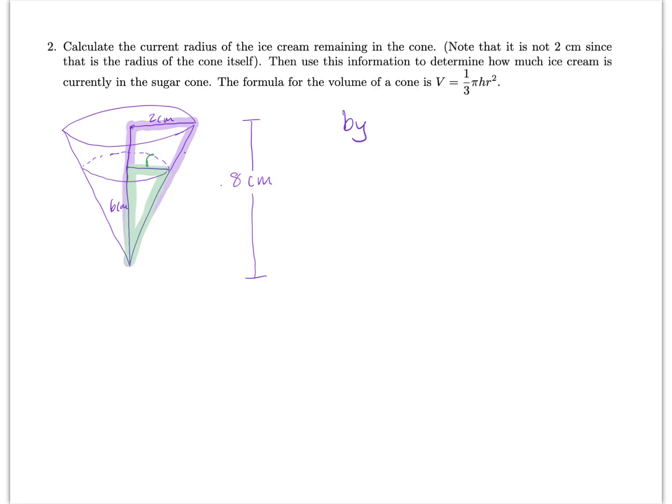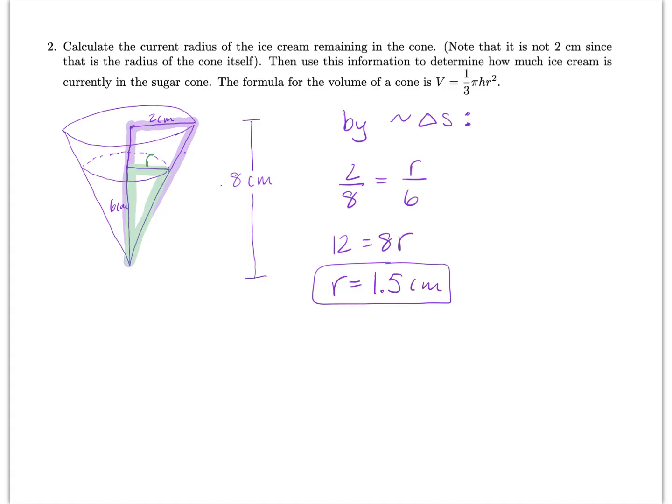So by similar triangles, we can say 2 is to 8. So the radius of the big triangle to the height of the big triangle, that ratio should be the same in the similar triangle, radius to height. So this should equal R over 6. And then we can solve for R. So we get 12 equals 8R. So R is 12 over 8, or 1.5 centimeters.